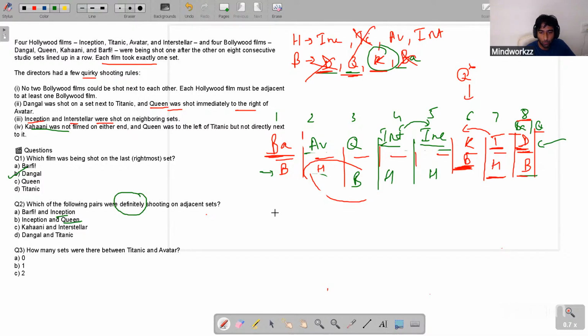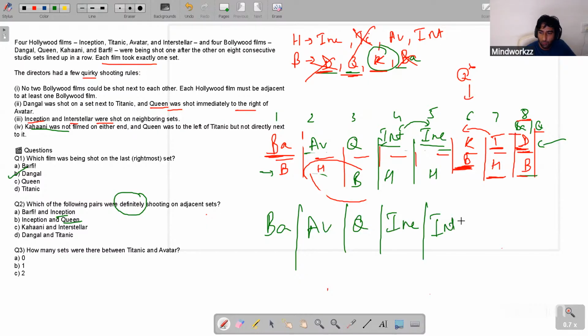That means, see, we have two possibilities here. Barfi, Avatar, Queen, Inception, Interstellar, Kahani, Titanic, and Dangal. These are the two possibilities, that either Interstellar is 4 or Interstellar is 5. There's a multiple possibility situation in 4 and 5. So that's why, which of the following pairs were definitely being shot together? This is a possibility. It's not a definite possibility. It's a probable possibility. So that's why answer B is not correct.